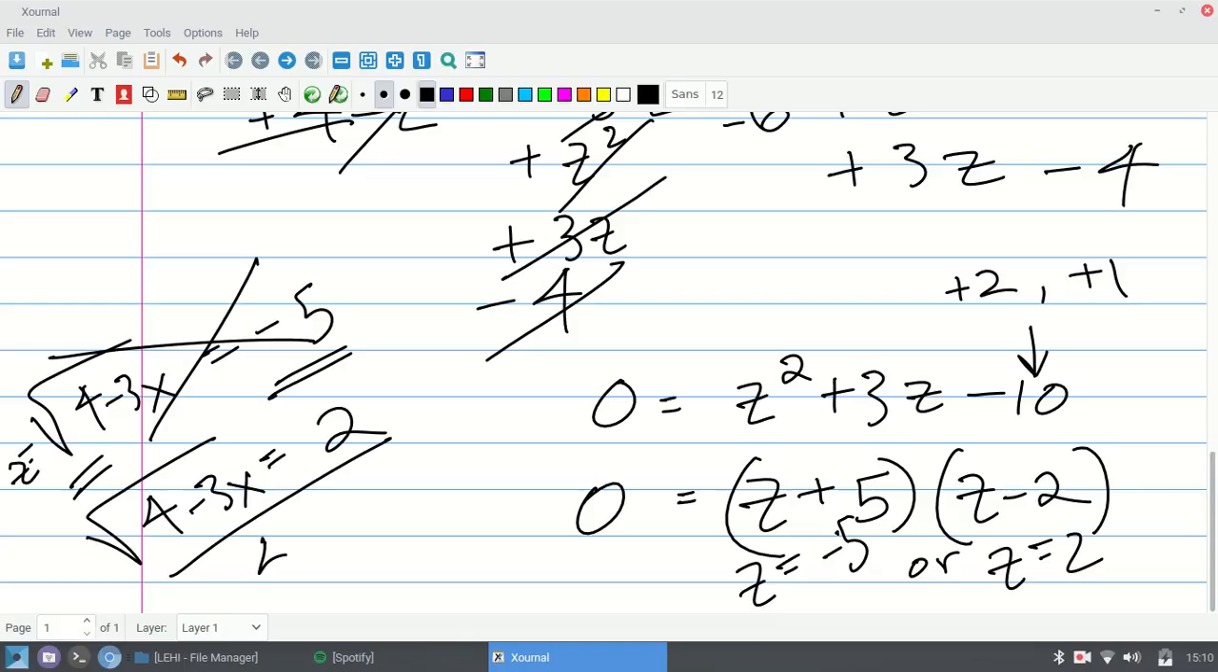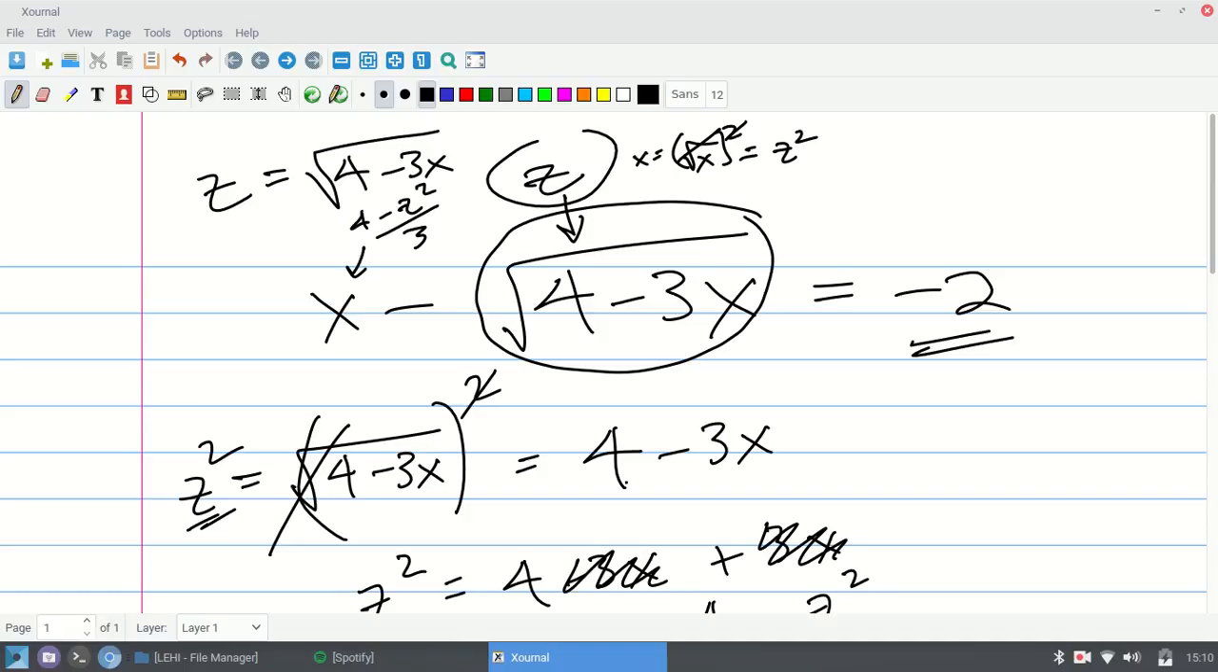So I square both sides. So 4 minus 3x equals 4. Cancel, right? Because I can take away 4 from both sides. So negative 3x equals 0. So x has to be 0, right? So that's my answer. So my answer to the original equation is that x equals 0, and we can see that if you plug it in, it works, right?